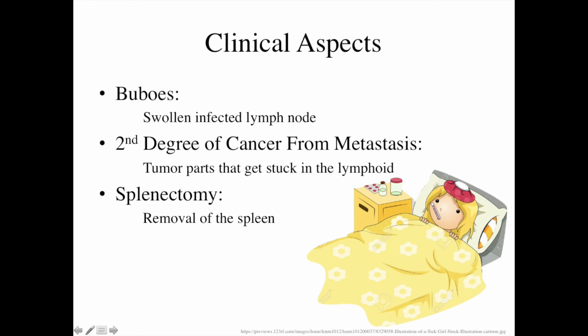One of the clinical problems that affects lymph nodes is buboes, which is when the lymph nodes become infected and swollen, as seen in the bubonic plague. Another is secondary site of cancer, such as from metastasis, in which a tumor breaks apart and gets stuck in the lymph nodes. And another clinical aspect is a splenectomy, in which you have to remove the spleen.